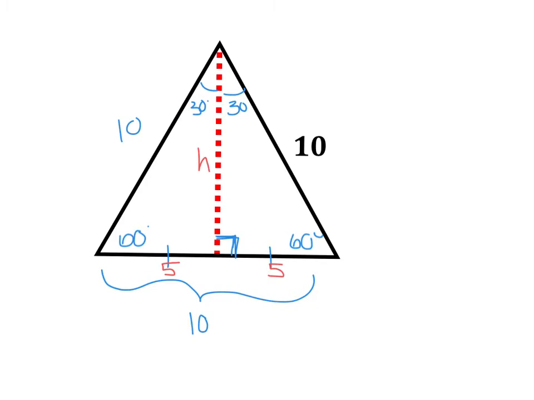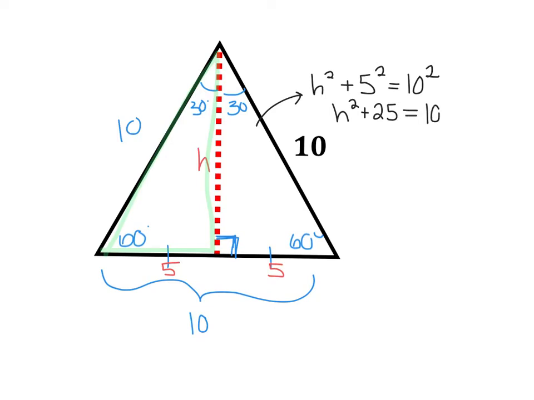Let's use the Pythagorean theorem because I have right triangles where I have one of the legs and the hypotenuse. So h squared plus 5 squared equals 10 squared. The hypotenuse is 10, so h squared, one of the legs, plus the other leg squared is going to equal the hypotenuse squared. Let's clean this up. 5 squared is 25, 10 squared is 100.